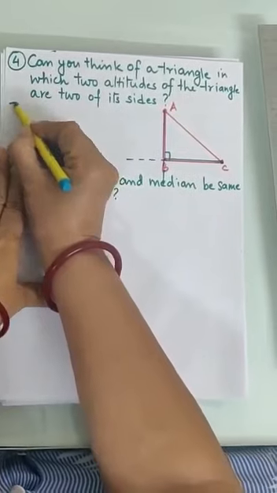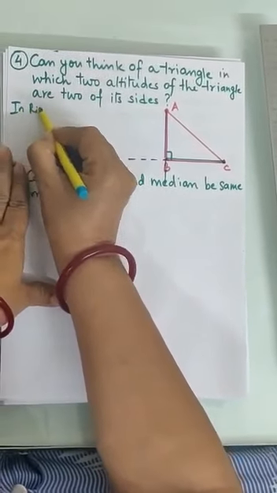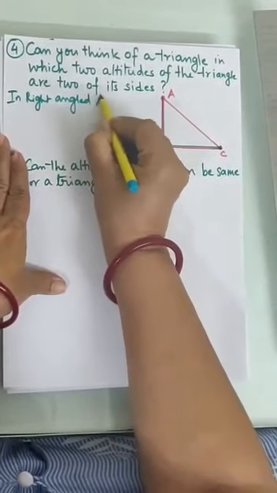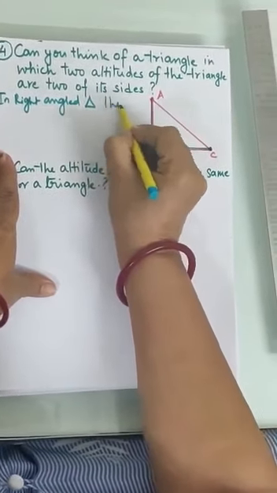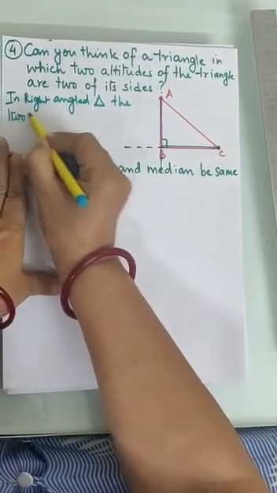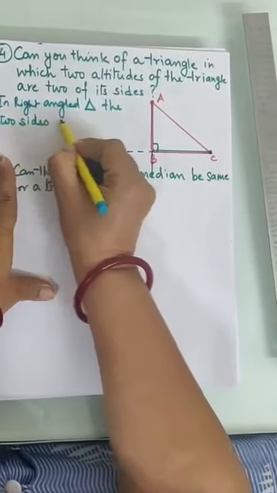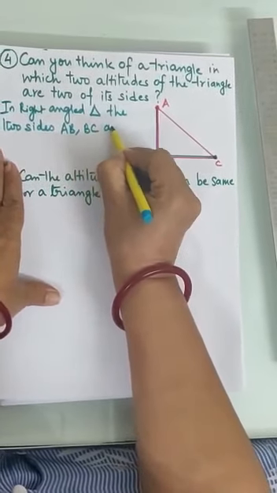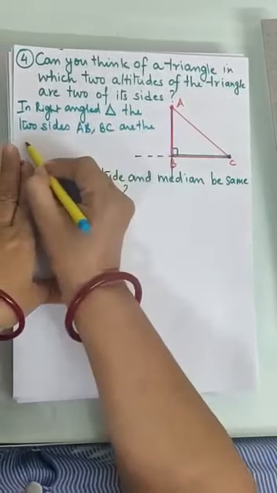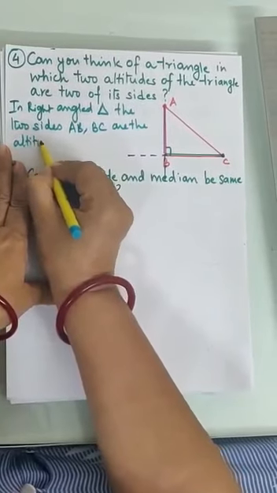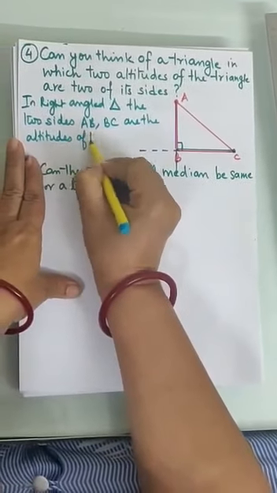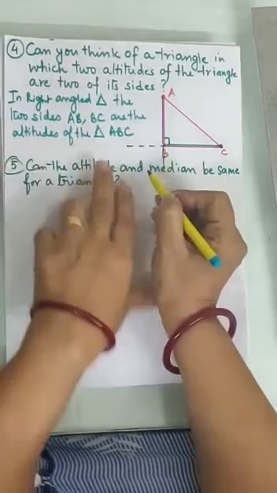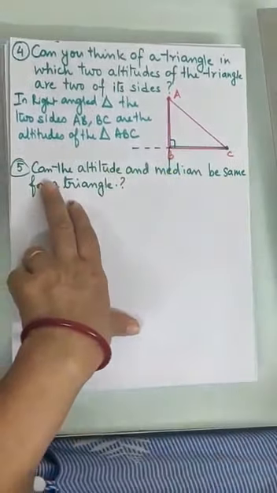So we write here, in right angled triangle, the two sides AB and BC are the altitudes of the triangle ABC. Got it? Now let us see this one.